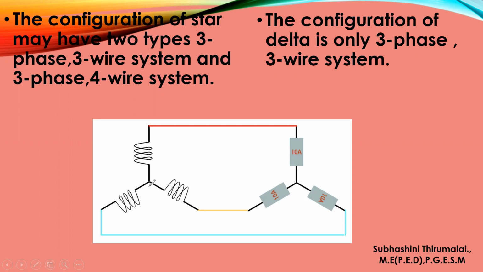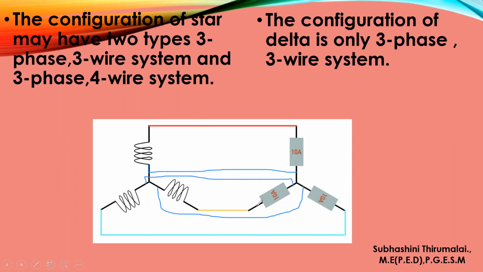If this neutral common point is not there, this wire will be connected like this, and this wire will be connected here, and last, this wire will be connected here. So this would be a connection like this. So how many conductors in total? 1, 2, 3, 4, 5, 6. So it looks like 6 conductors.